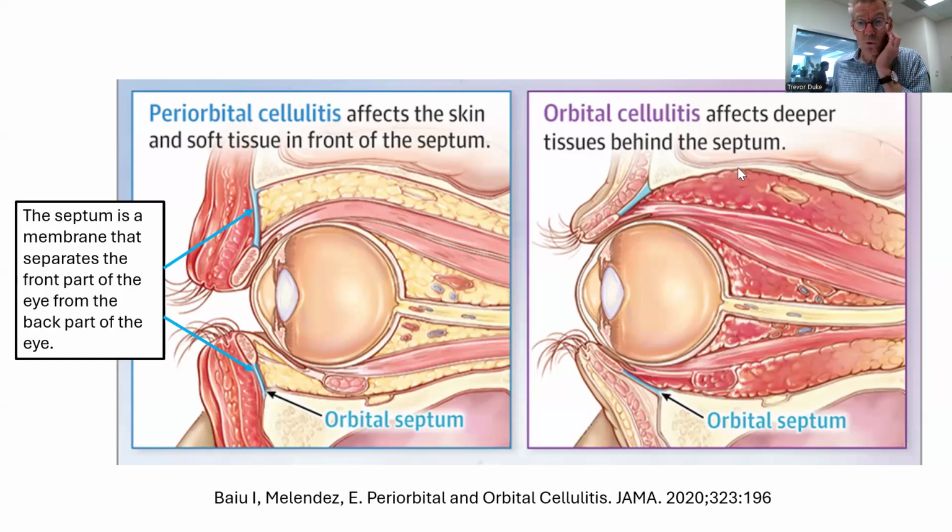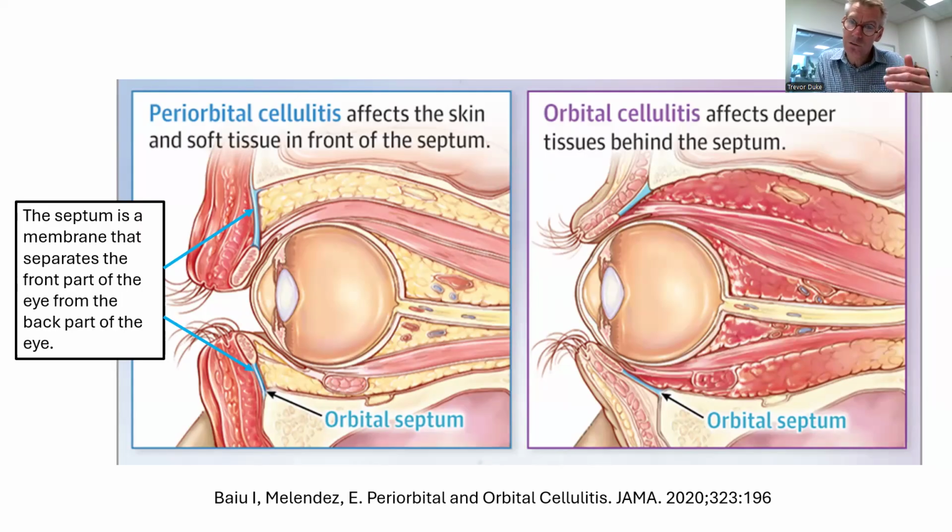So those four structures within the orbit may be infected, and you can already see that while periorbital cellulitis is a form of cellulitis, just a skin infection, then orbital cellulitis or orbital infection is a much deeper infection that can lead to complications and development of pus within the orbit, and that's a much more serious problem.